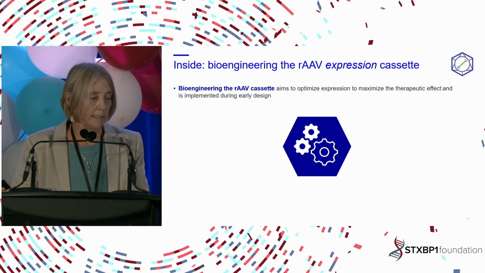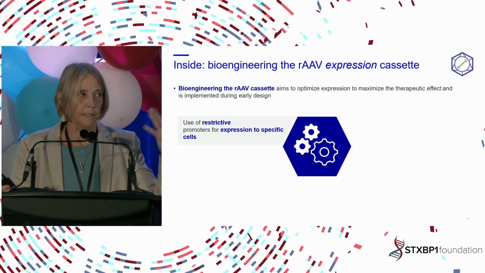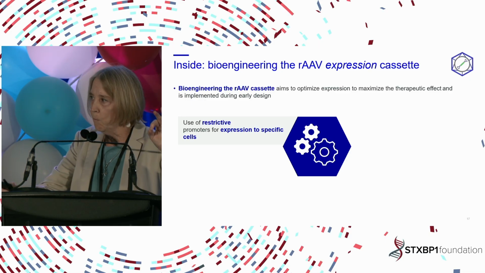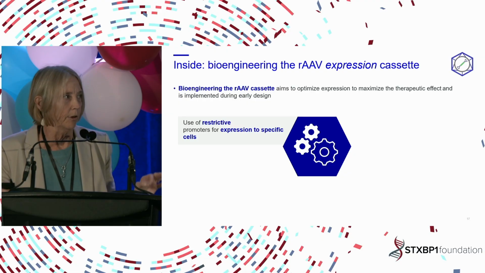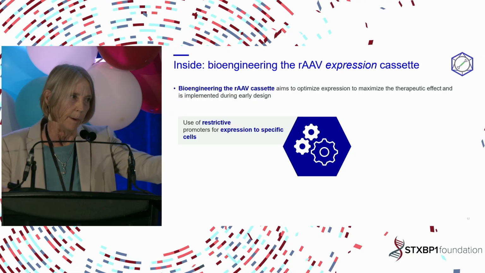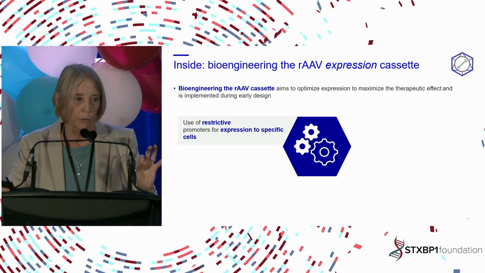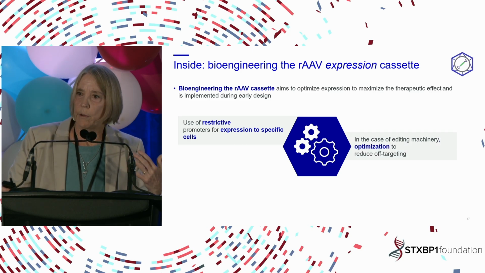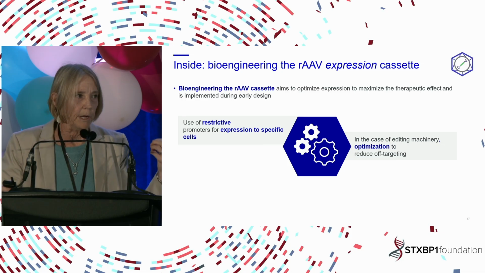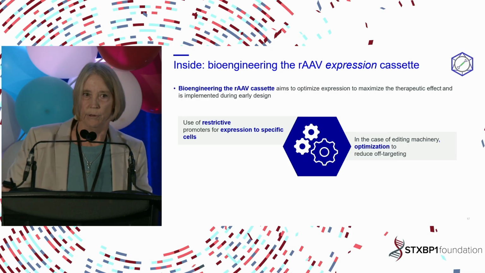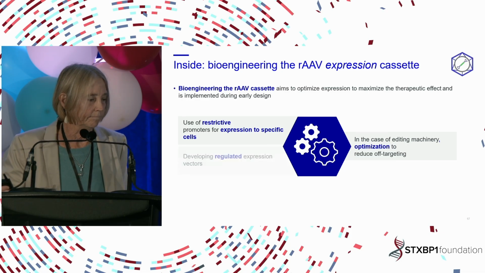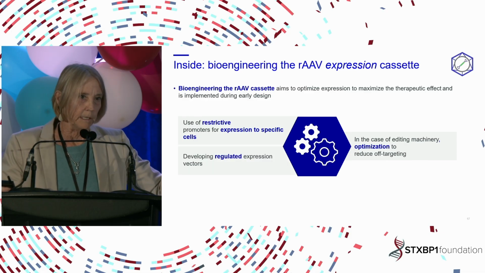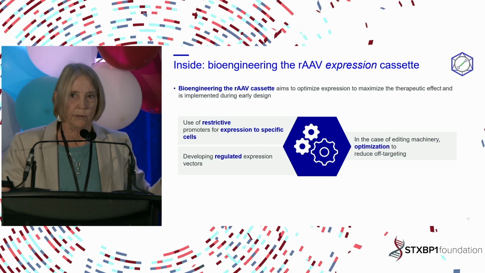To engineer the inside, we essentially use different kinds of ways to express that protein in cells. With STXBP1, we think there are certain kinds of neurons that need to express this protein, and so we want to make sure that this protein is expressed in those kinds of neurons. And in some cases, if we're doing editing, we want to optimize that editing machinery so we don't go edit everything around the genome. We only edit the gene we want. And if we need to regulate it, again, we can put these rheostats upstream of that transgene to try and control expression.